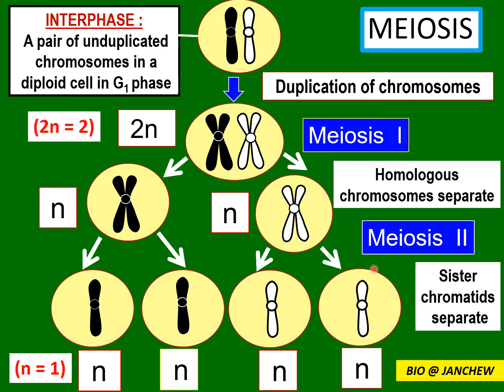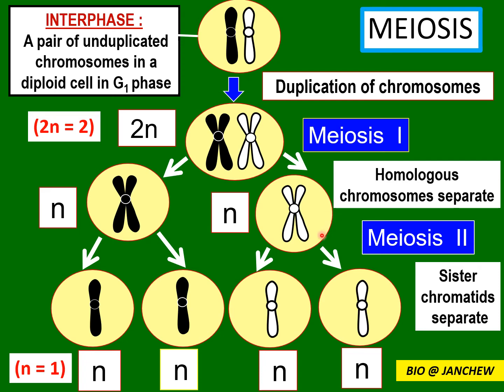Now after that, there's meiosis 2. In meiosis 2, the sister chromatids separate during anaphase 2. For example, this sister chromatid will be put to this pole here, and the other sister chromatid is put to the other pole when the centromere divides. At first, in meiosis 1, the centromere does not divide yet, but in meiosis 2, the centromere divides. Then the sister chromatids are pulled apart and separated and moved to opposite poles.